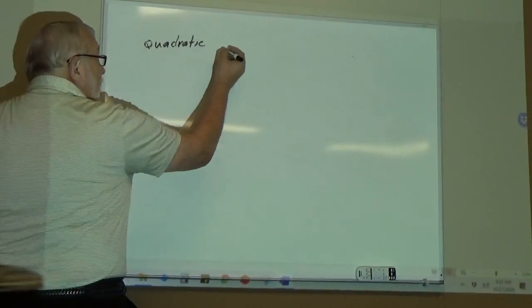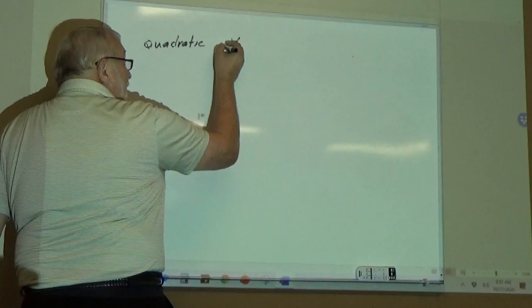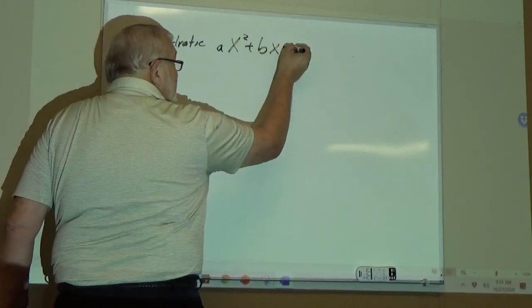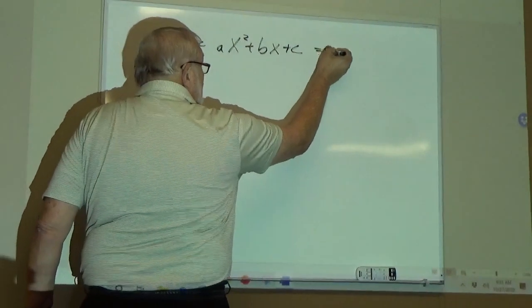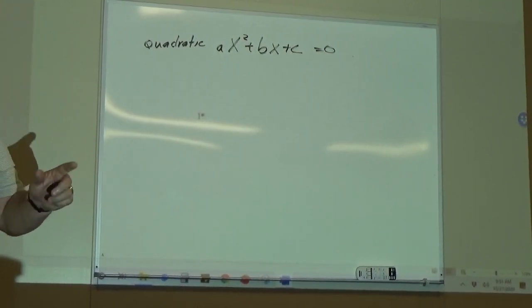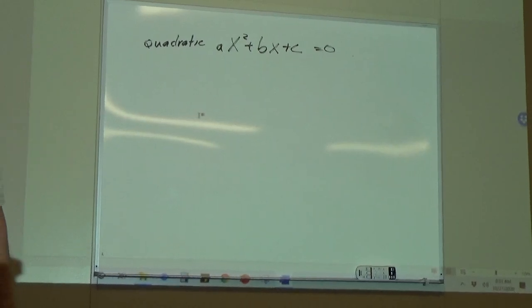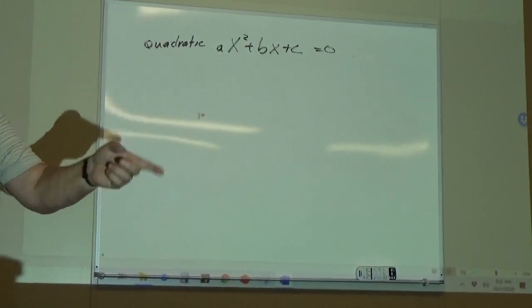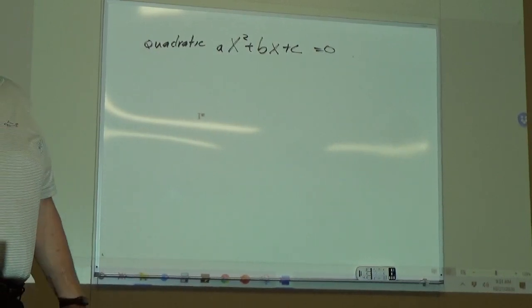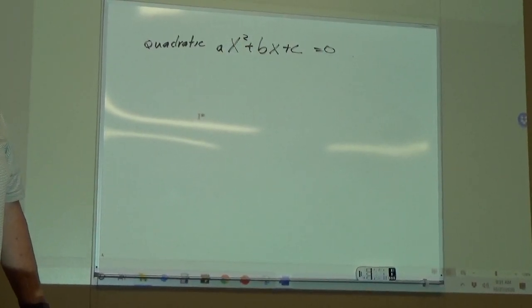If you have a quadratic, you have ax squared plus bx plus c, and we set it equal to 0, and from that we get the quadratic formula, right, which is negative b plus or minus the square root of b squared minus 4ac, all over 2a. We're going to use that again because that's how we find the values of x.